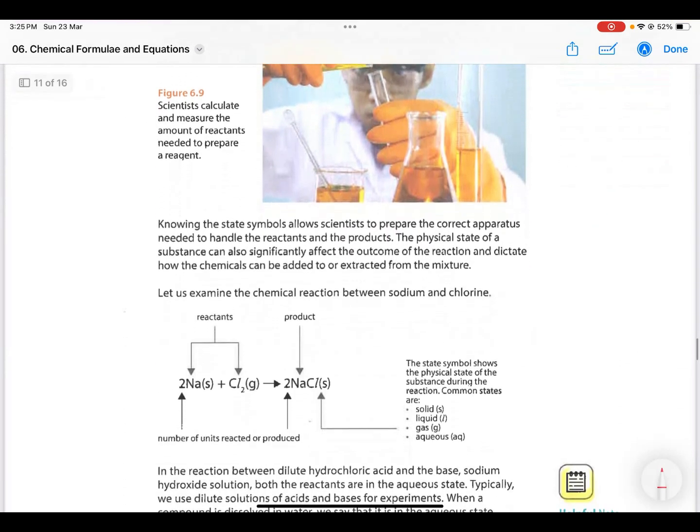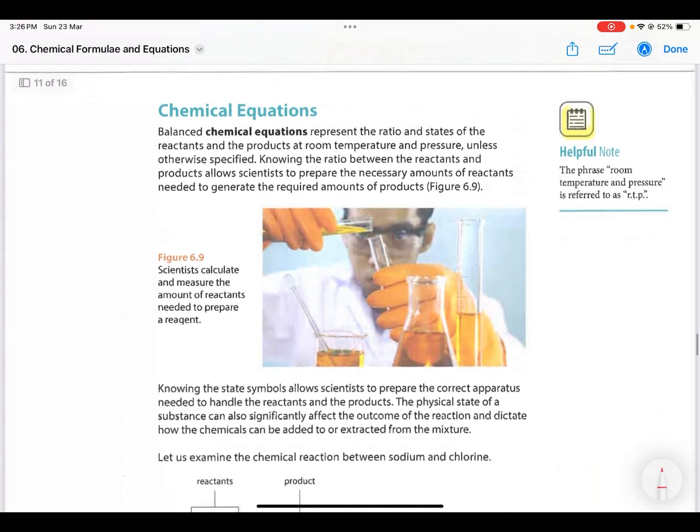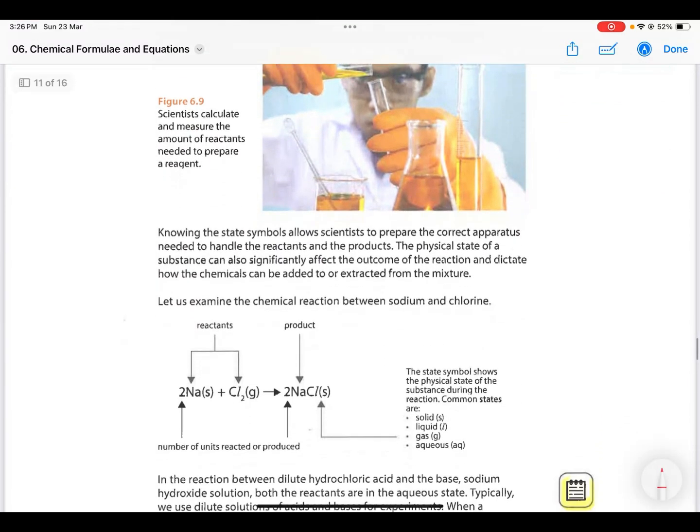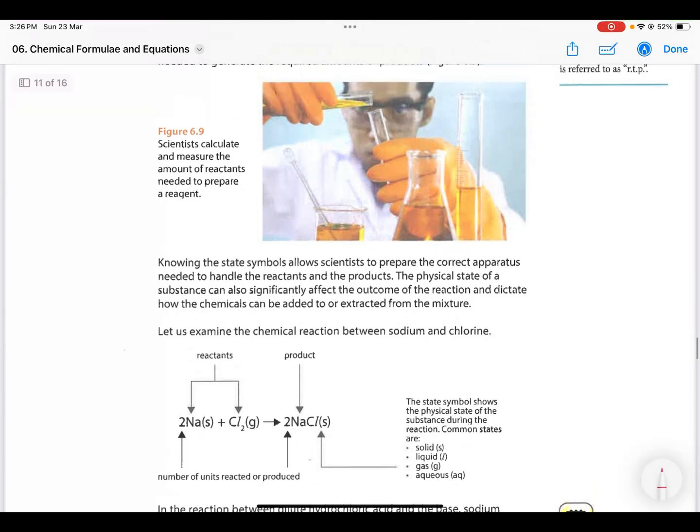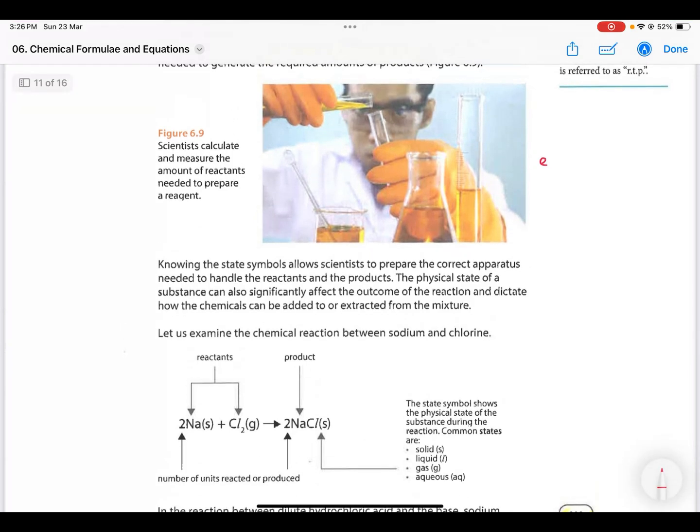So typically, let's say for example, how do I get this? Look at this chemical reaction here. In my initial word equation, they tell you sodium reacts with chlorine to form sodium chloride. Then they tell you, from this, give me the chemical equation. So they ask you to write the chemical equation. What's the chemical equation? So now look at this.